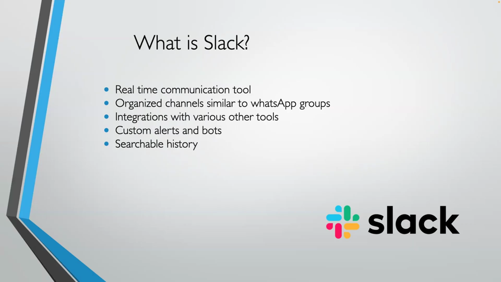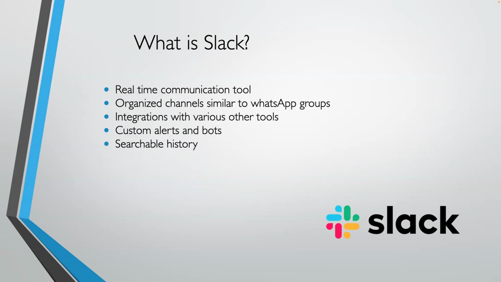Slack also has a feature called channels, which is very similar to a WhatsApp group. In WhatsApp, you can create a group and communicate between the group members, right? You can also do that in Slack by creating something called a channel. And using Slack, you can also integrate with various other tools. You can also create custom alerts. You can also create a bot for sending any custom notification or any kind of automated messages. You can do that using bots.